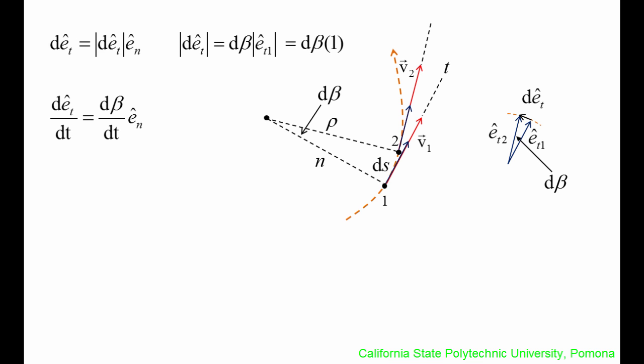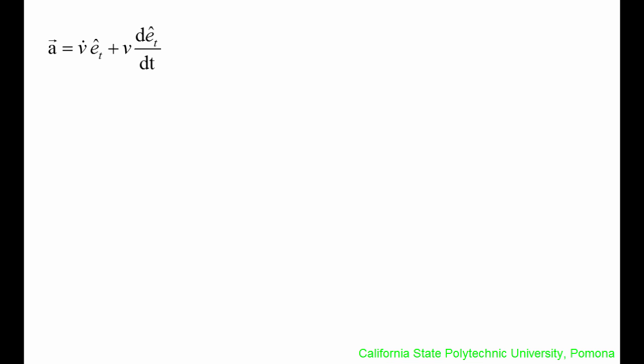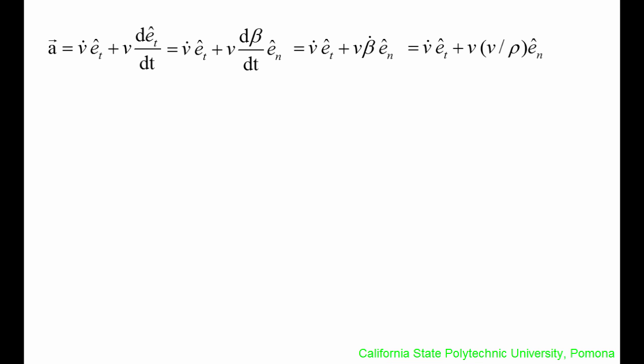Dividing the expression for d e sub t by dt, we now have an expression for the time rate of change of e sub t. Going back to our expression for the acceleration vector, we plug in the expression for d e sub t dt. d beta dt can be rewritten as beta dot, which we previously found is equal to the speed divided by the radius of curvature. And we finally arrive at an expression for the acceleration of a particle in the pathline coordinate system.